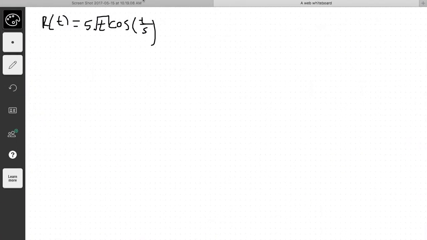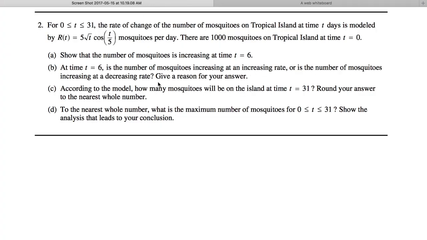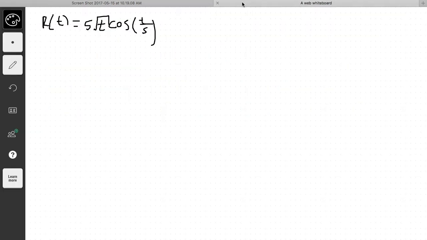Hello. So today we are going to be doing the 2003 AP Calculus AB FRQ number 2 from Form B. So the FRQ says for 0 is less than or equal to t, which is less than or equal to 31, the rate of change of the number of mosquitoes on a tropical island at time t days is modeled by r of t equals 5 times the square root of t times the cosine of t divided by 5 mosquitoes per day. There are 1,000 mosquitoes on the tropical island at time t equals 0. So A, show that the number of mosquitoes is increasing at time t equals 6.